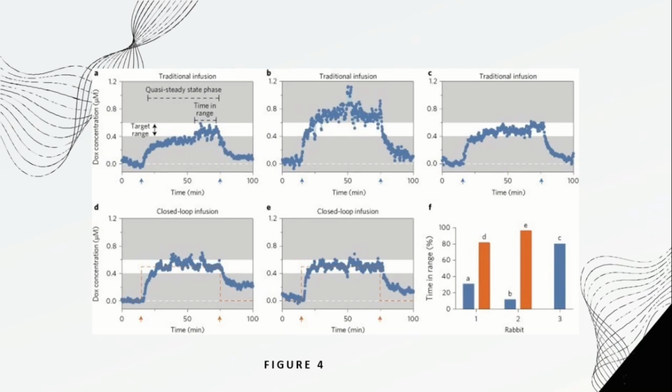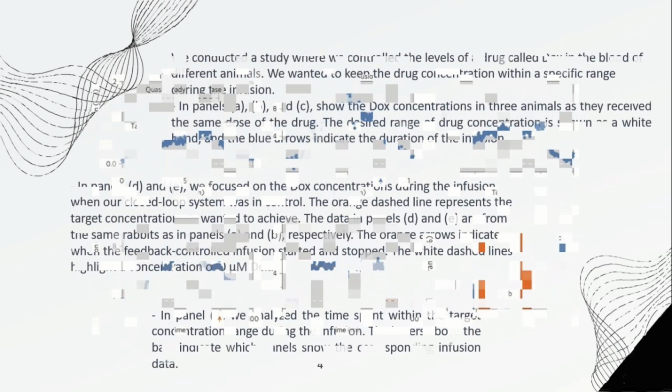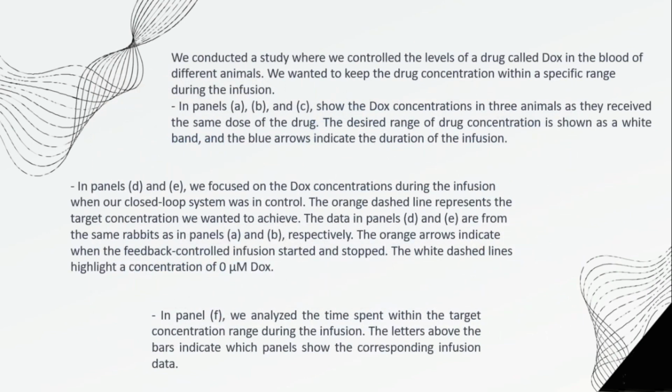Okay, this is the result of figure 4. We conducted a study where we controlled the level of the drug, called dogs, in the blood of different animals. We want to keep the drug concentration within a specific range during the infusion. Panels A, B, and C show the dogs concentration in 3 animals as they receive the same dose of the drug.